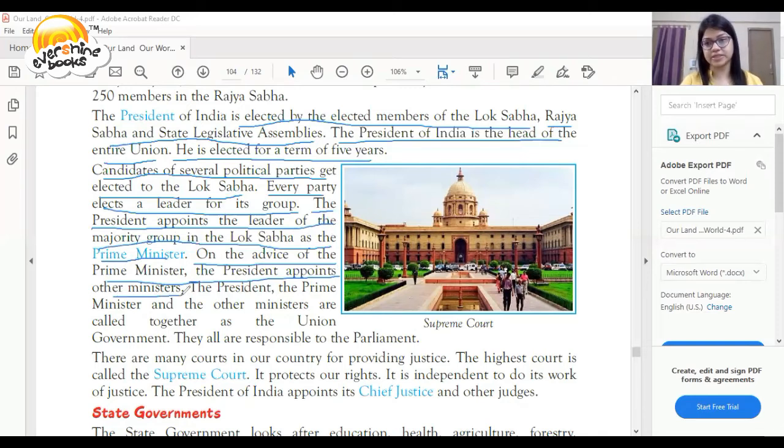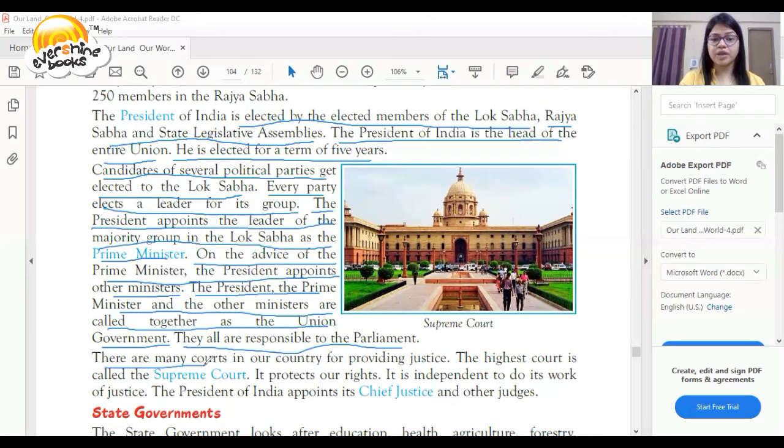Prime minister और president की एडवाइस से बाकी के मिनिस्टर चूज किए जाते हैं. The president, the prime minister, and the other ministers are called together as the union government. Yes, student, this is again a very important question. What is union government? The president, the prime minister, and the other ministers are called together as the union government. They all are responsible to the parliament.